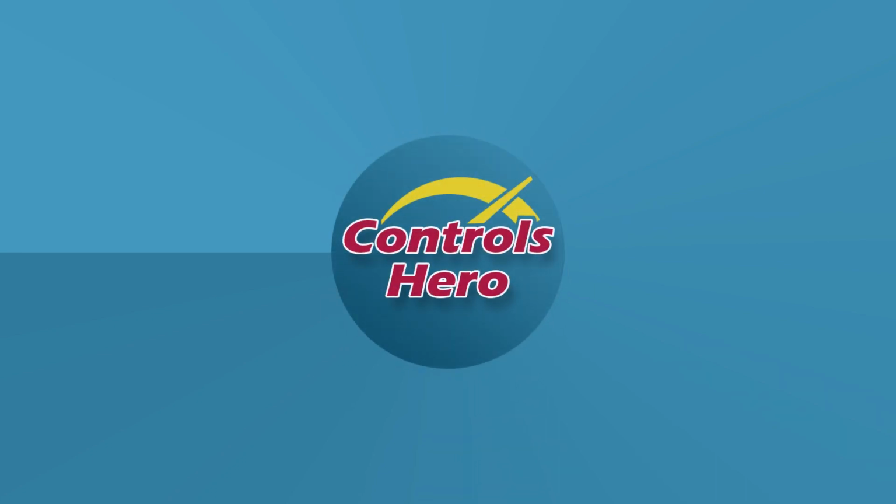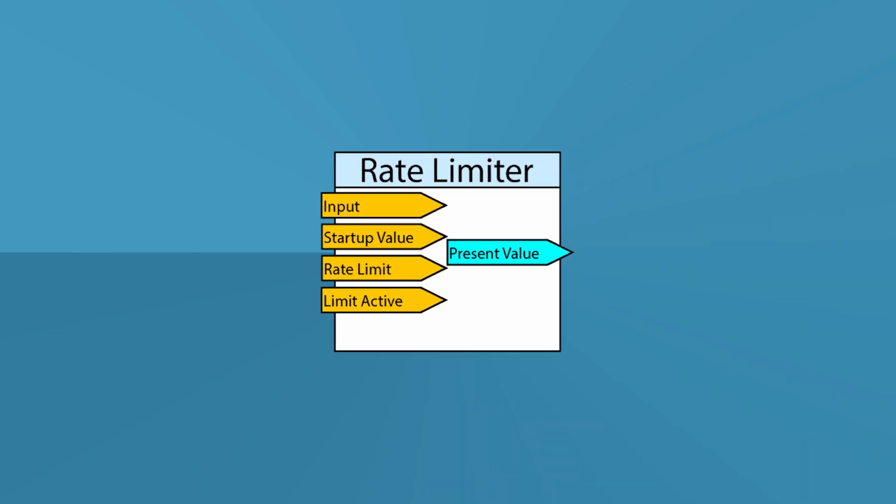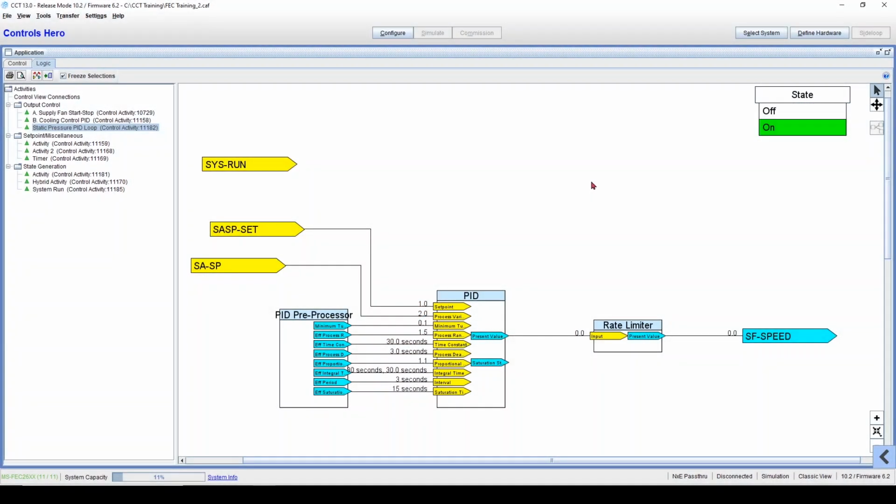In this video tutorial, I will show you all about the rate limiter module in the Johnson Controls CCT software. I use it a lot when working with PIDs. Basically, I connect this module in between my PID output and the output that I want to control to. In this case, I have a supply fan VFD speed. And here's a quick demonstration.